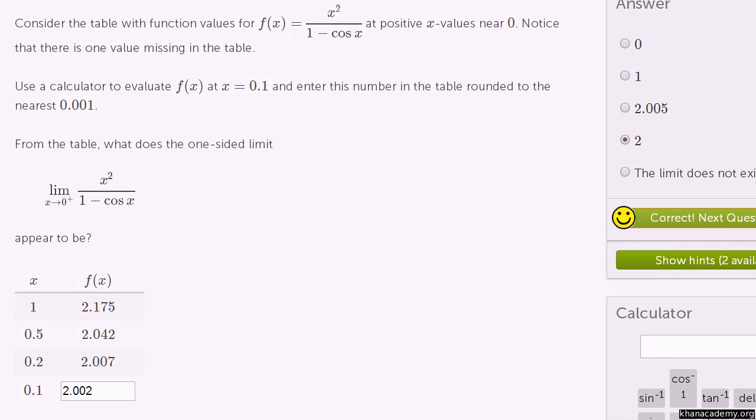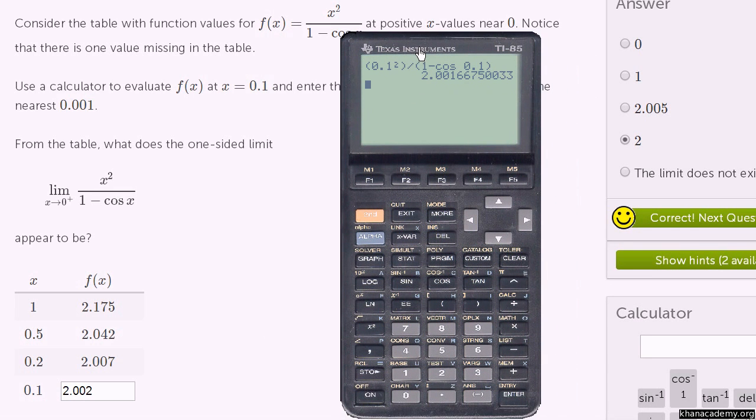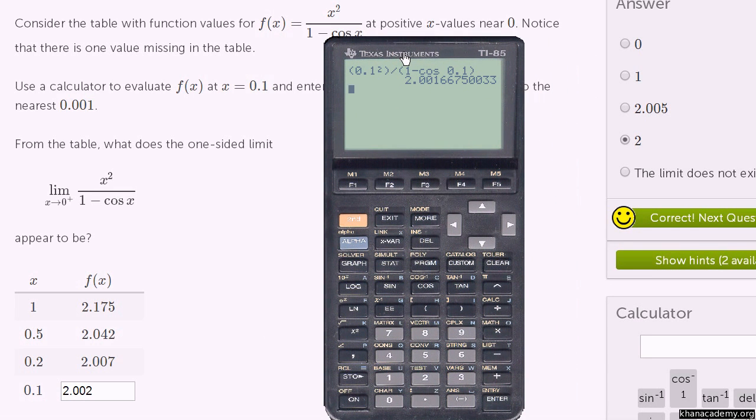I always find it fun to visualize these things, and that's what a graphing calculator is good for. It can actually graph things. So let's graph this right over here. So go into graph mode. Let me redefine my function here. So it's going to be x squared divided by 1 minus cosine of x. And then let me make sure that the range of my graph is right, so I'm zoomed in at the right part that I care about.